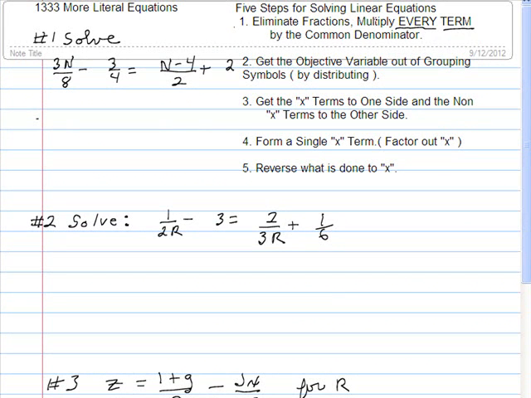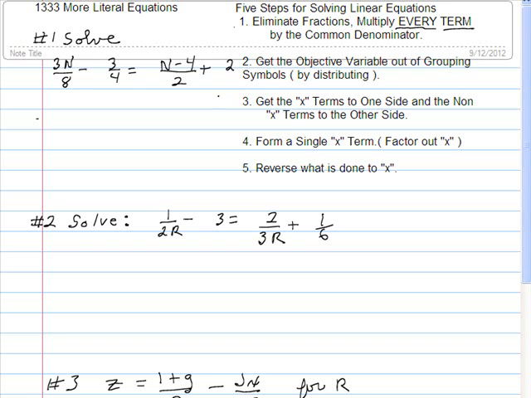Step 1, eliminate fractions. Multiply every term by the common denominator. Step 2, get the objective variable, which later I'll call x, out of the grouping symbol by distributing. Step 3, get your x terms to one side and your non-x terms to the other. Step 4, form your x terms into a single x term. And step 5, reverse what's done to x.